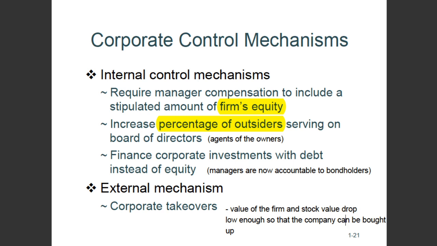So the value of the firm and stock value drop low enough so that the company can be bought up by either another company or another group of shareholders. And the new shareholders will vote out the current board, so get rid of those agents and get new agents and do things better. So the firm can still survive, but there would be a correction. So this is an external, corrective mechanism.